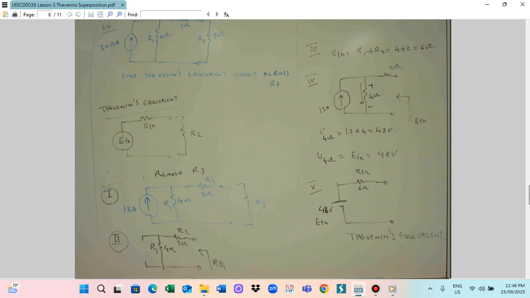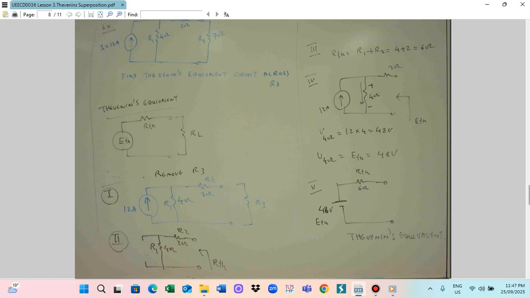So this is the voltage across the 4 ohm. V_4ohm is equal to 12 multiplied by 4, so you get 48 volt. V_4ohm is also equal to E_th. So E_th is the 48 volt we got. Then finally we can find the Thevenin equivalent circuit.